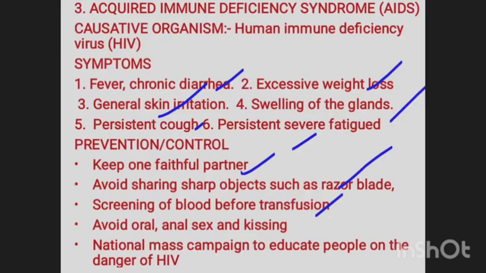Number four, avoid oral, anal sex, and kissing. Avoiding oral, anal sex, and kissing is one way to prevent the spread of what? HIV, or the spread of the AIDS disease itself. The number five is national mass campaign to educate people on the danger of HIV. So this is one way to prevent the spread of HIV: to campaign to educate the public and make them aware of this particular disease. These are ways to control HIV and AIDS.